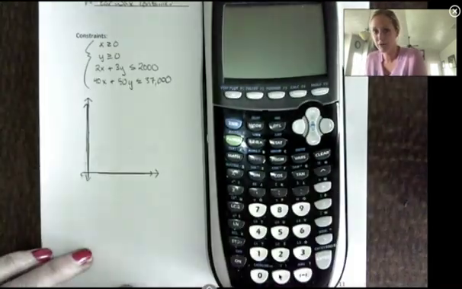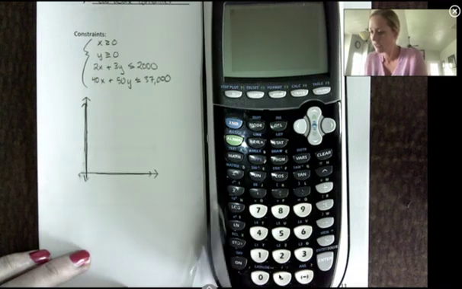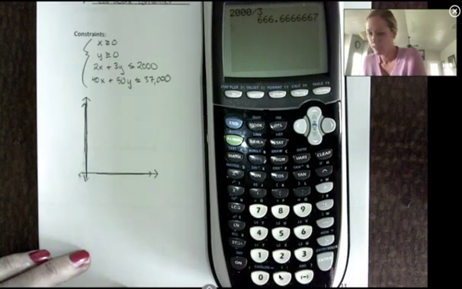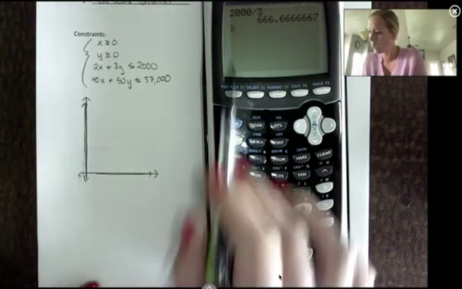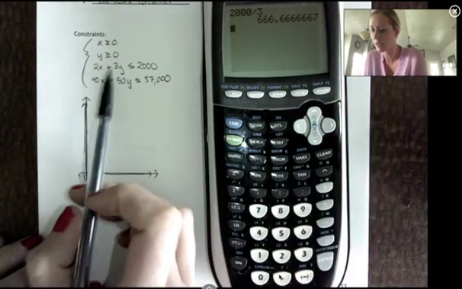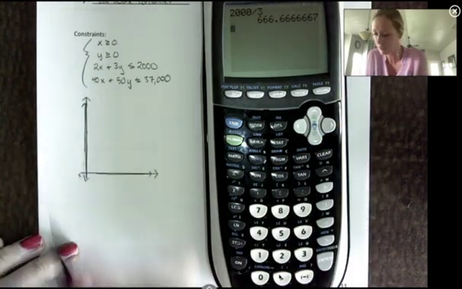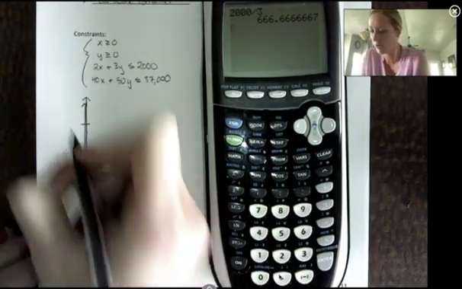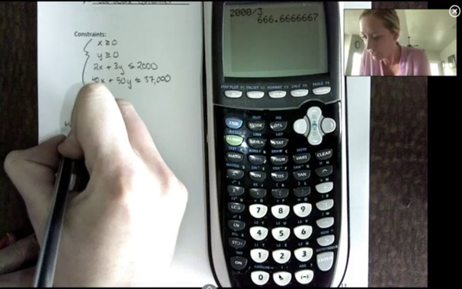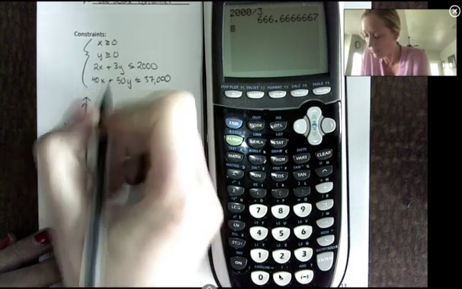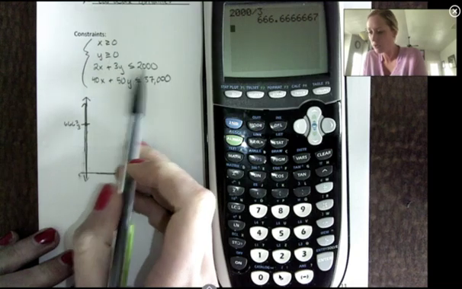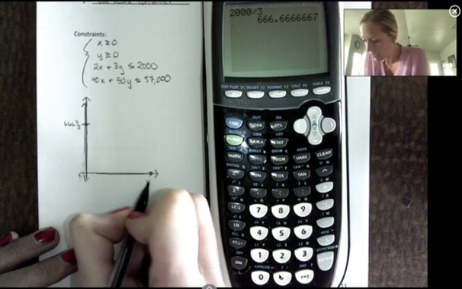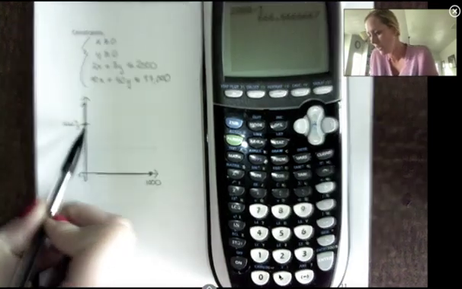If I plug in 0 for x, I'm doing 2,000 divided by 3, which is 666 and 2/3, and I plugged in 0 for x, so that is a y-intercept. I'm just estimating on here where it's going to go. So 666 and 2/3 is an intercept there. Now if I plug in 0 for y, 2,000 divided by 2 is 1,000. So I'm going to put that point and then connect.